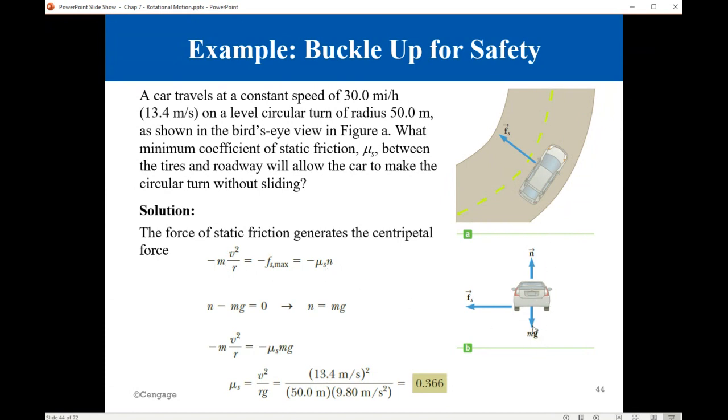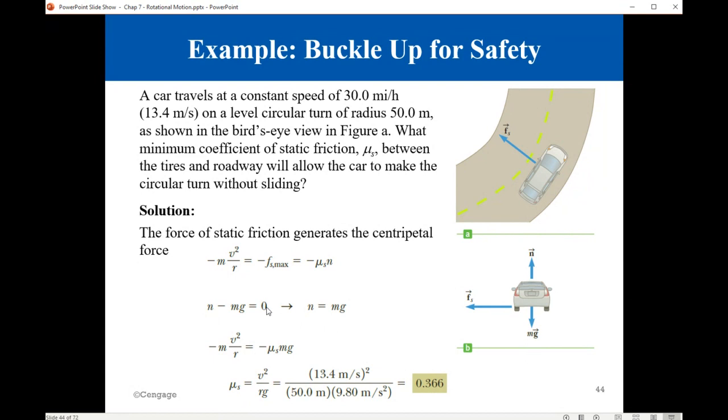Since there is no motion along the vertical direction, N minus mg equals 0. There is no motion along this direction. Okay, the net force for the y-axis, N minus mg equals mass times acceleration.